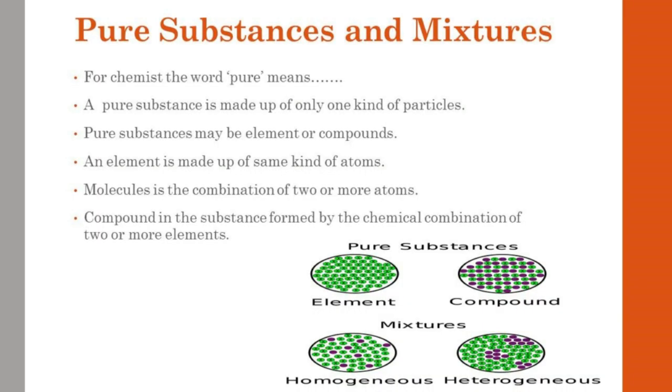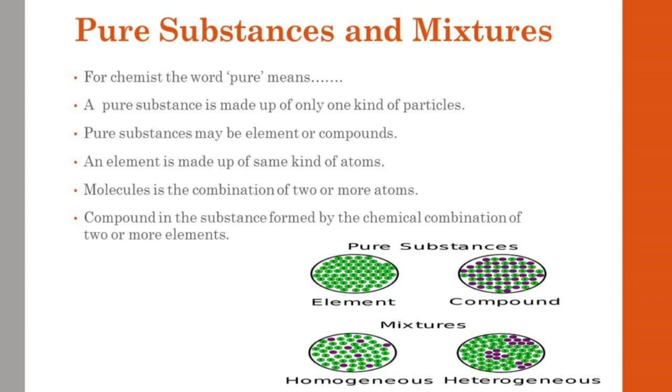Pure substances and mixtures. In shops, we find products which are sold with the label 100% pure. For common people, pure means unadulterated. It does not contain any cheap or harmful additives. But for a chemist, the word pure means something else. A pure substance is made up of only one kind of particles. Pure substances may be elements or compounds.